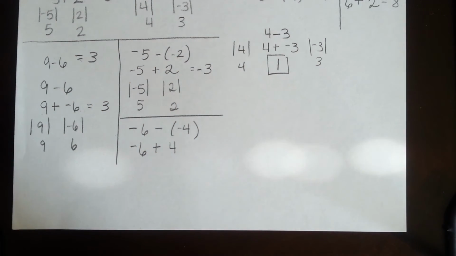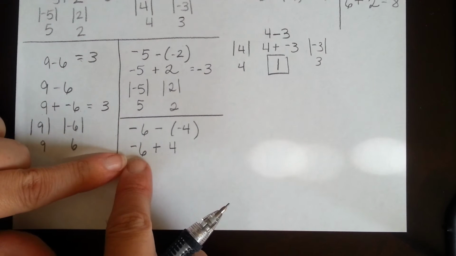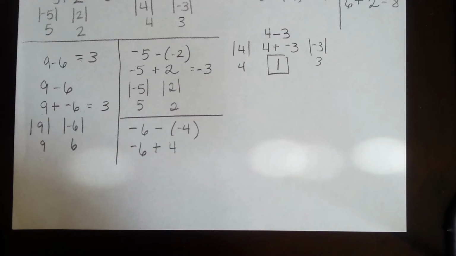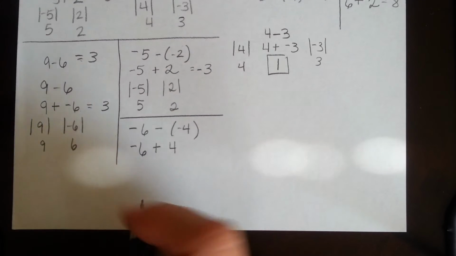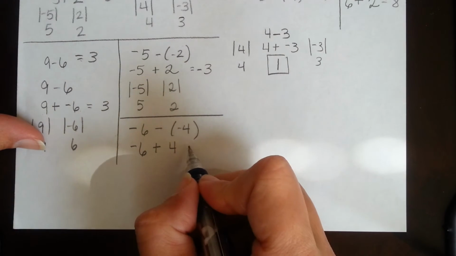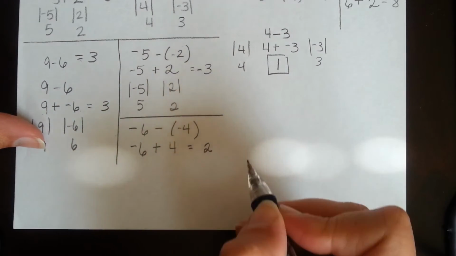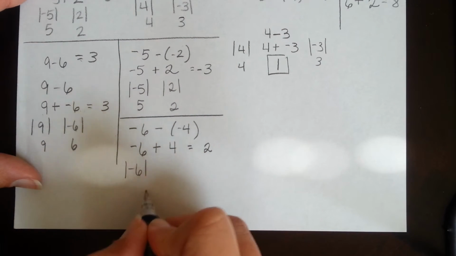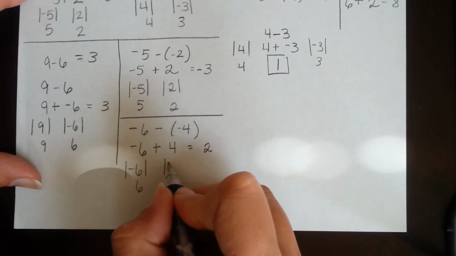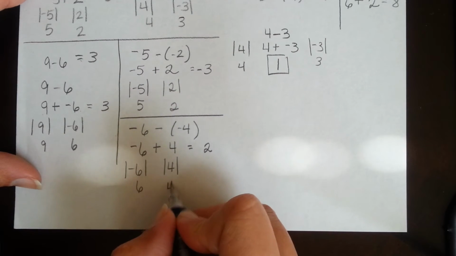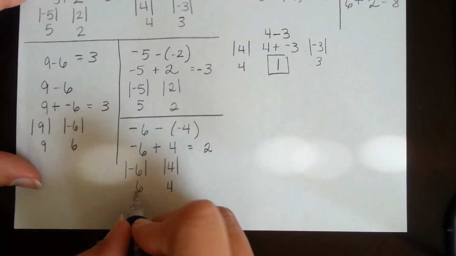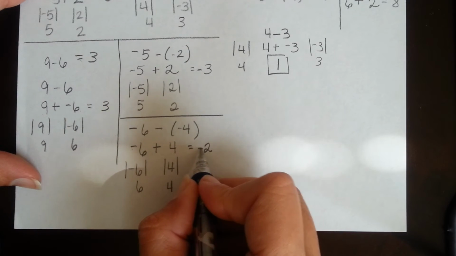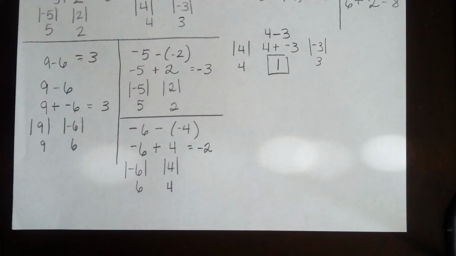Now that we've rearranged the problem, we can follow our addition rules. So we look at the signs. This has a negative 6 and a positive 4. Those are different signs, so we're going to subtract the numbers. 6 minus 4 would give us 2. And keep the sign of the larger absolute value. So the absolute value of negative 6 is positive 6. The absolute value of positive 4 is a positive 4. So this gives us the larger one, which means our sign should be negative. So our answer should be negative 2.